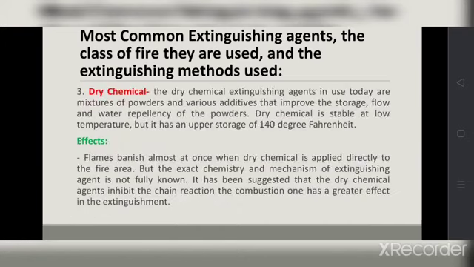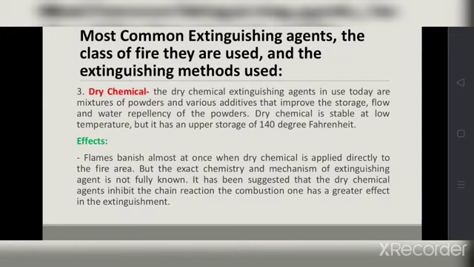Next common extinguishing agent is dry chemical. So, what is dry chemical? The dry chemical extinguishing agents in use today are mixtures of powders and various additives that improve the storage, flow, and water repellency of the powders. Dry chemical is stable at low temperature, but it has an upper storage limit of 140 Fahrenheit.